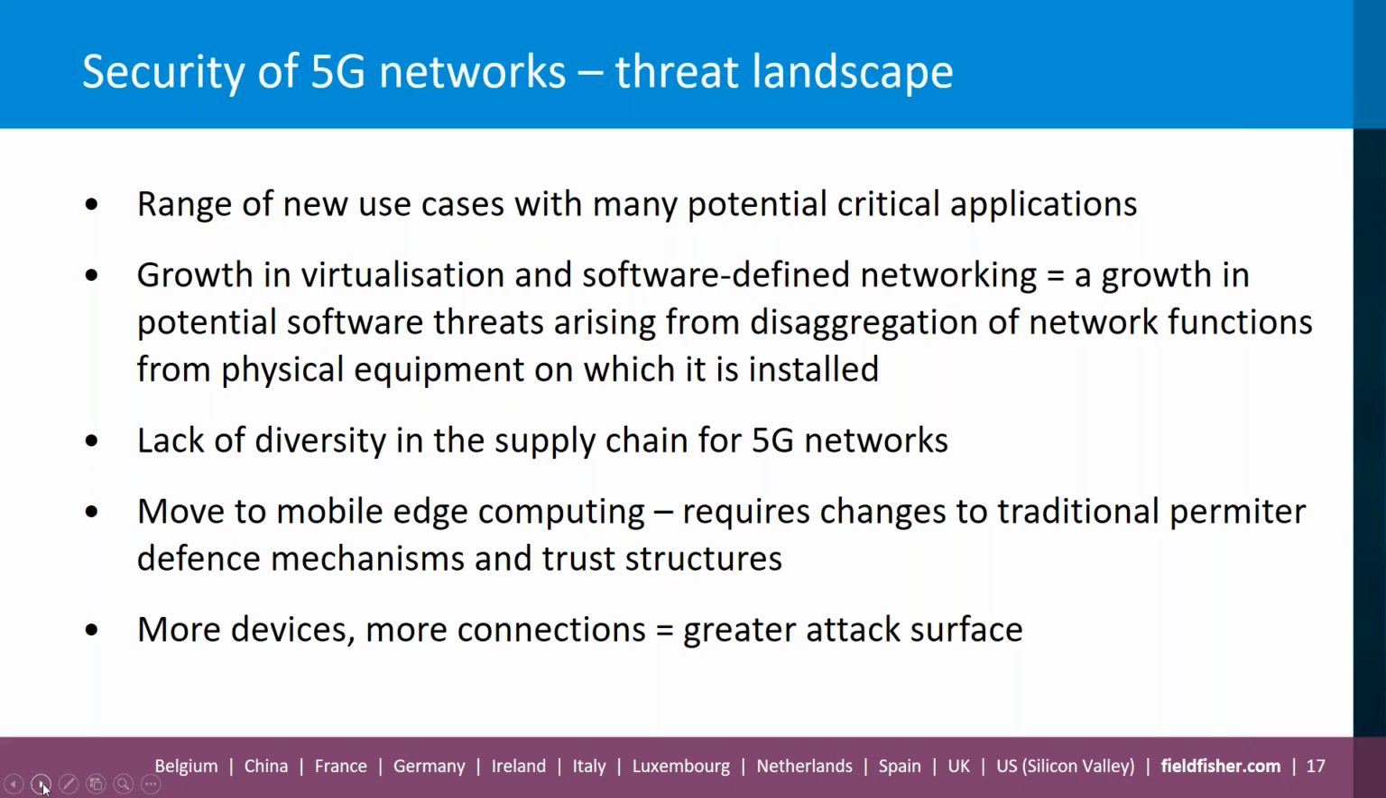The move to mobile edge computing also poses some interesting differences in security because it prevents the use of traditional perimeter defense systems and trust structures that have existed in previous generations of mobile network, and it requires that to be changed so that trust is actually removed from the network, and there's a higher degree of emphasis on authentication, encryption, and security in between the different components in the network.